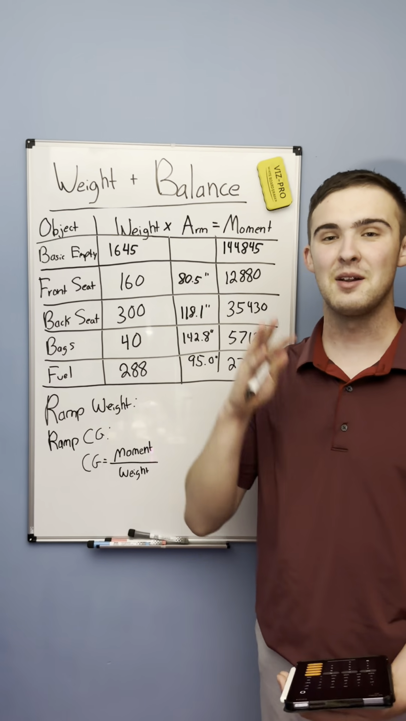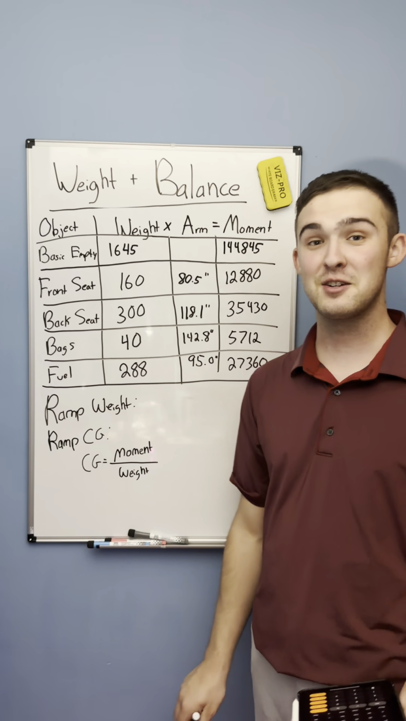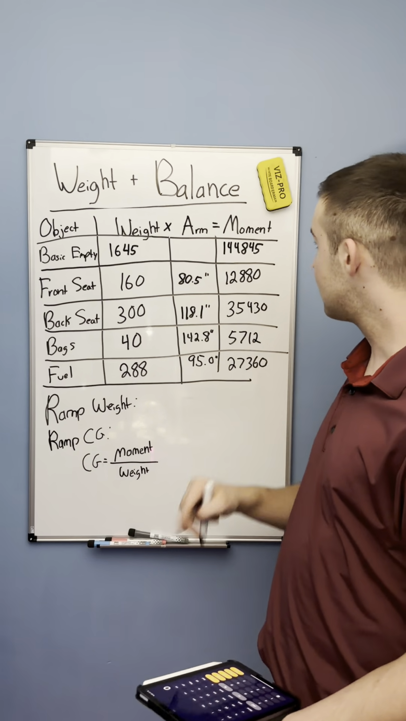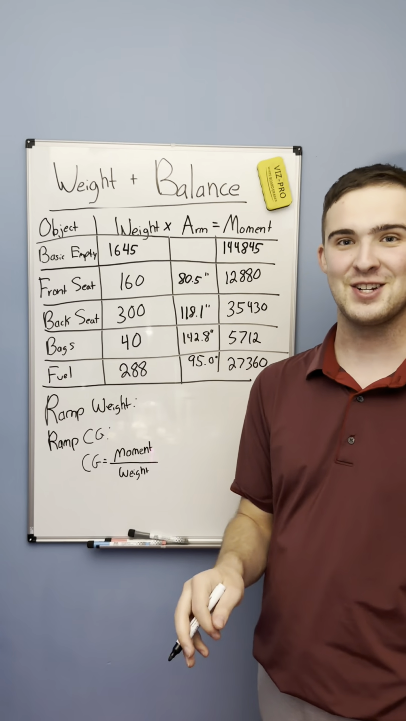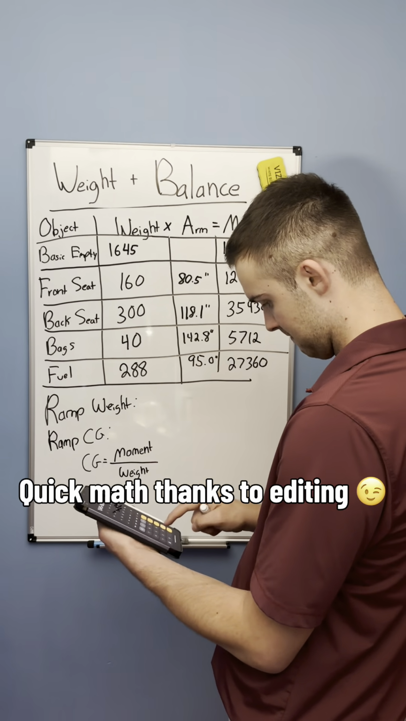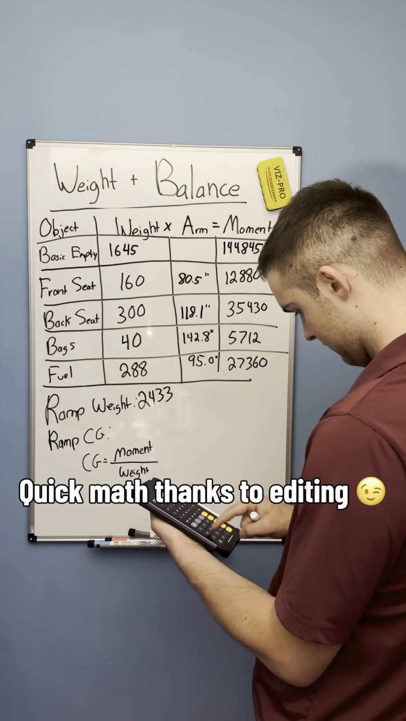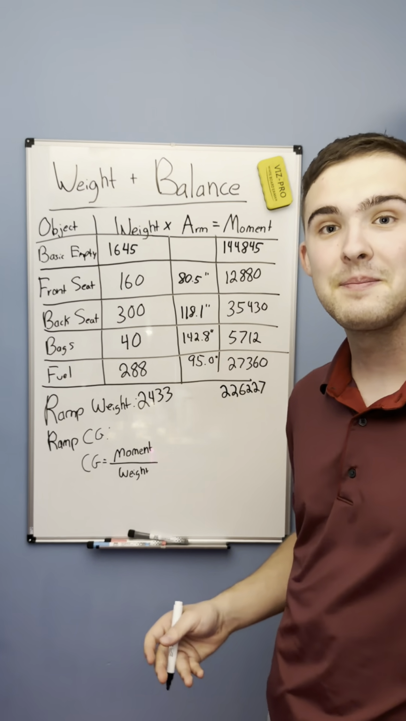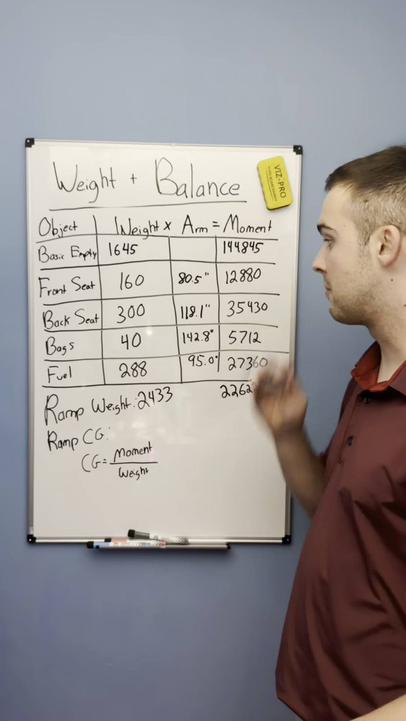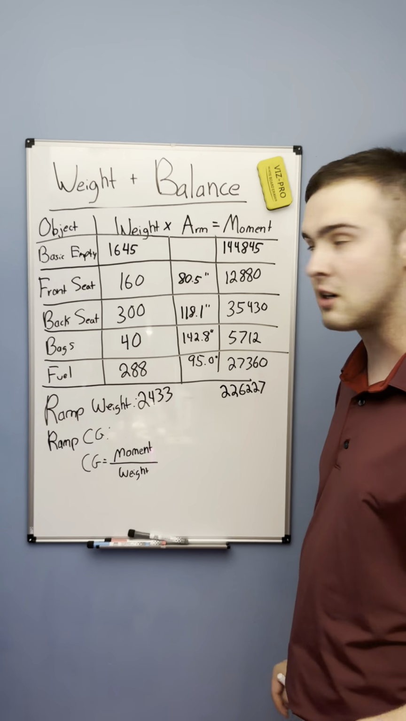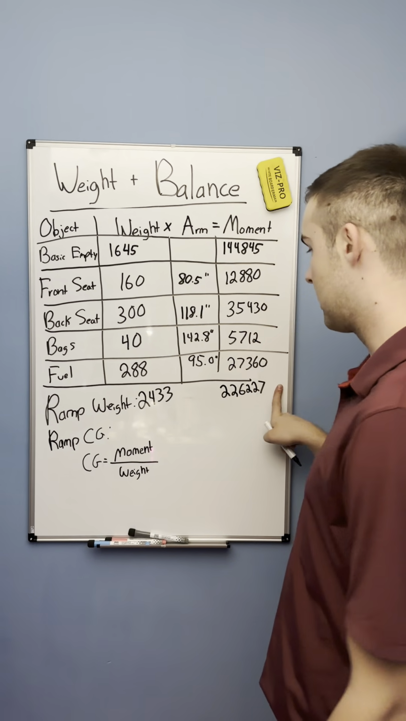All right, now let's do some very simple addition, and that is going to give us our weight and then our moment, and from there we can calculate our CG. All right, we've got our ramp weight here, which is our weight with our fuel bags and everything just before we turn the key to start our airplane, and we've got our moment.